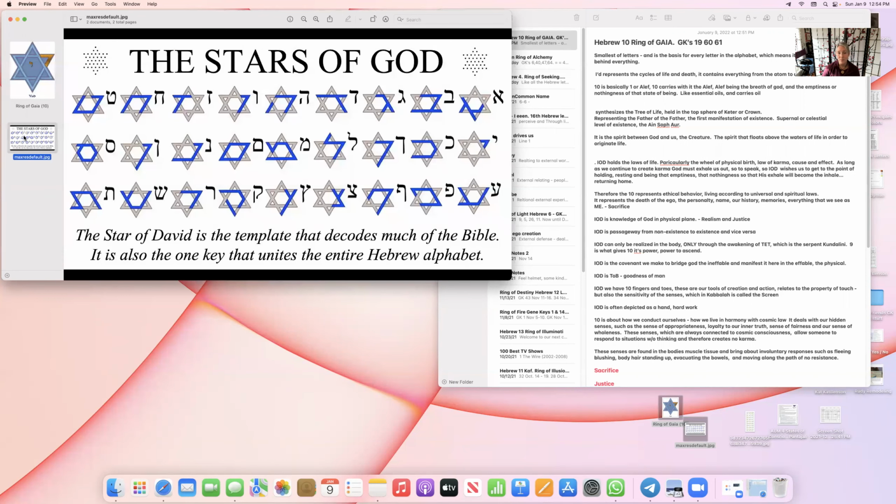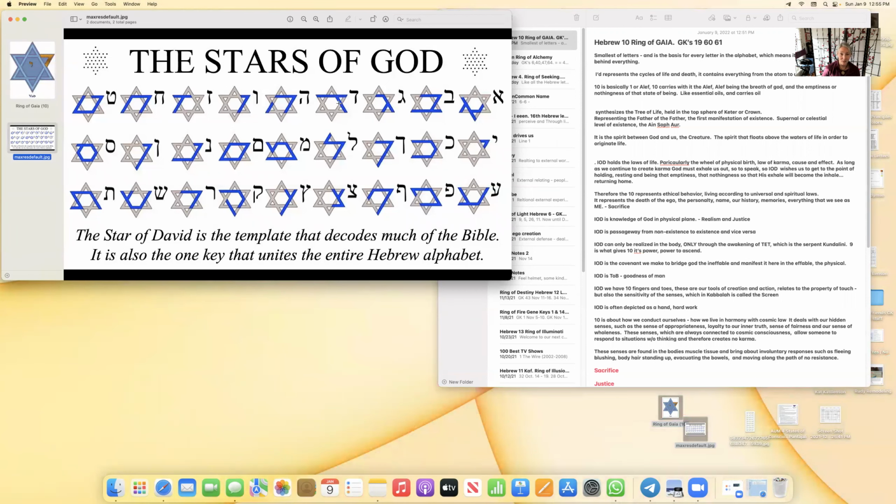I wanted to bring this up. This is the image of all the 22 letters and the positions of each letter in the Star of David, or Merkaba. I think it's such a beautiful system. Everything starts from the right. We have Aleph, Bet, Gimel, Dalet, Hey, Vav, Zayin, Chet, and Tet, which is 9. And here we have Yod, which is 10, 11, 12, all the way to 22.